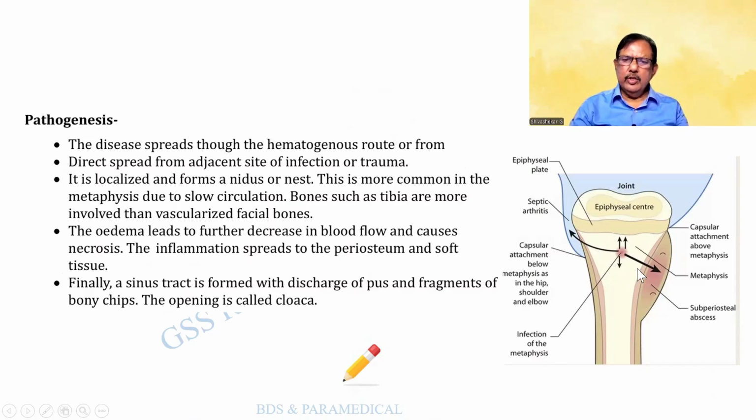Pathogenesis. Please draw this diagram and explain. There is a focus of infection and it can go to the metaphysis and the periosteal tissue. The epiphysis is usually protected, but via the bursa it can go into the joint space. Please draw this diagram. Bones such as the tibia are more involved as they are less vascularized.